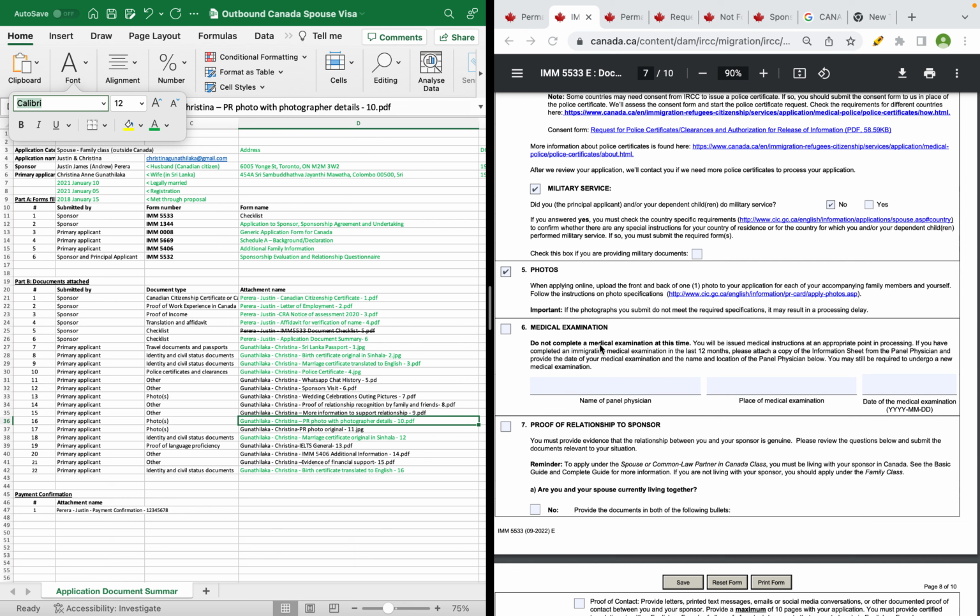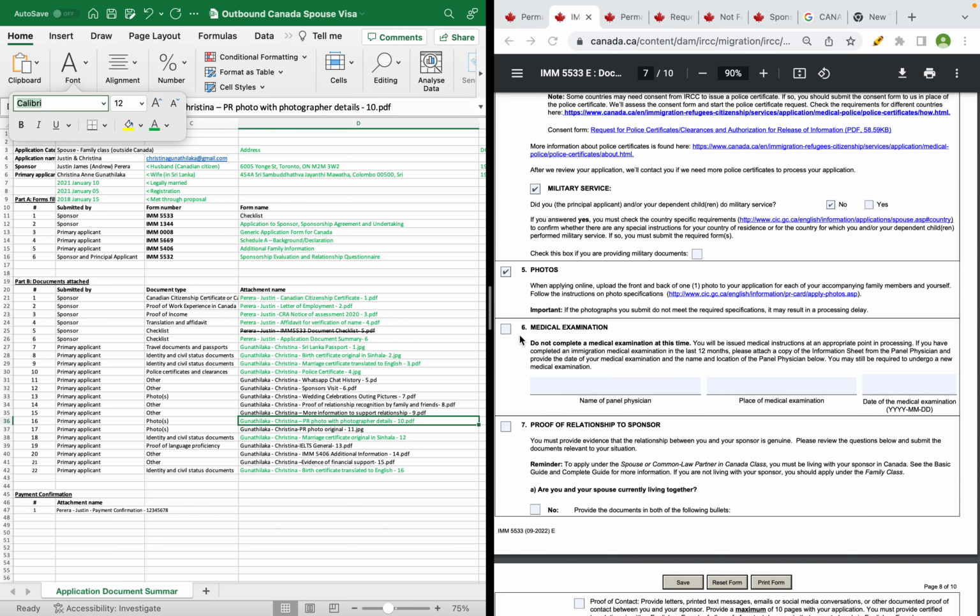And then over here, medical examination. Do not complete a medical examination at this time. You will be issued a medical instruction at an appropriate point of processing. If you have completed an immigration medical examination in the past 12 months, please attach a copy of the information sheet from the panel physician and provide the date of your medical examination and the name and location of the panel physician below. You may still be required to undergo a new medical examination.